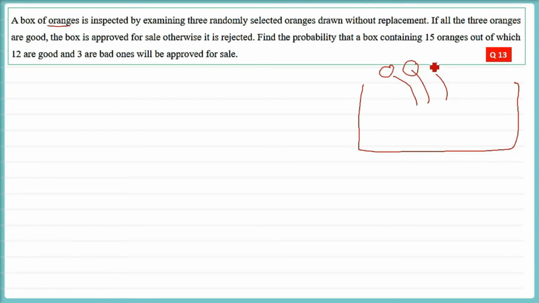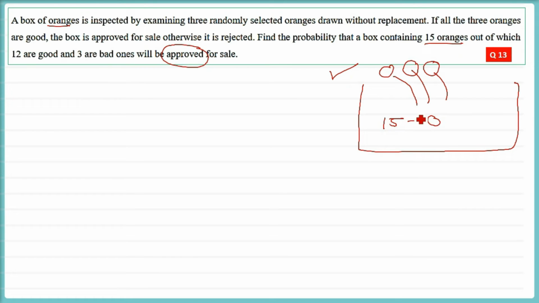So first, second, third, 3 oranges are drawn one by one. If all 3 turn out to be good, that is, they are not stale, they are not bad, then the approval can be done. Now find the probability that a box containing 15 oranges, out of which 12 are good and 3 are bad, will be approved for sale. So again, the approval will only be done when all of the 3 come out to be good ones.